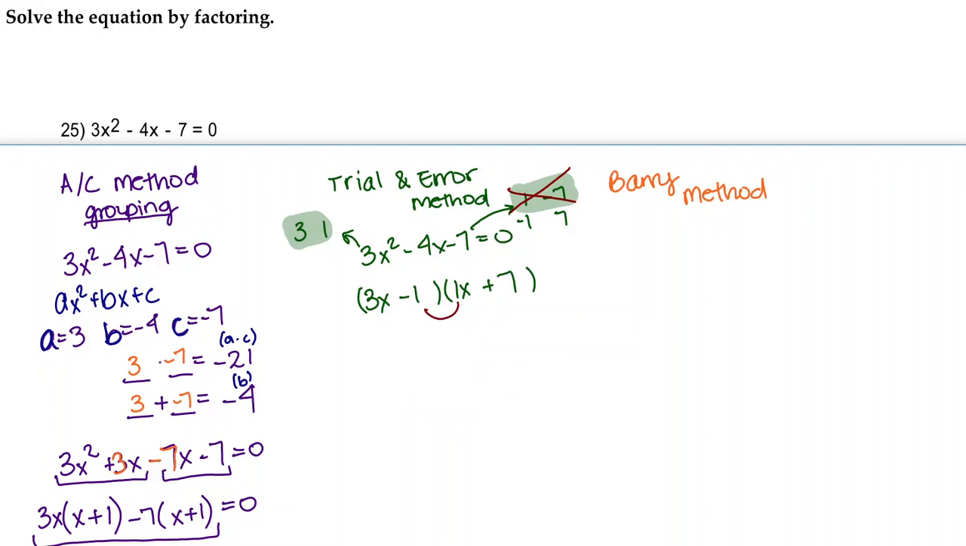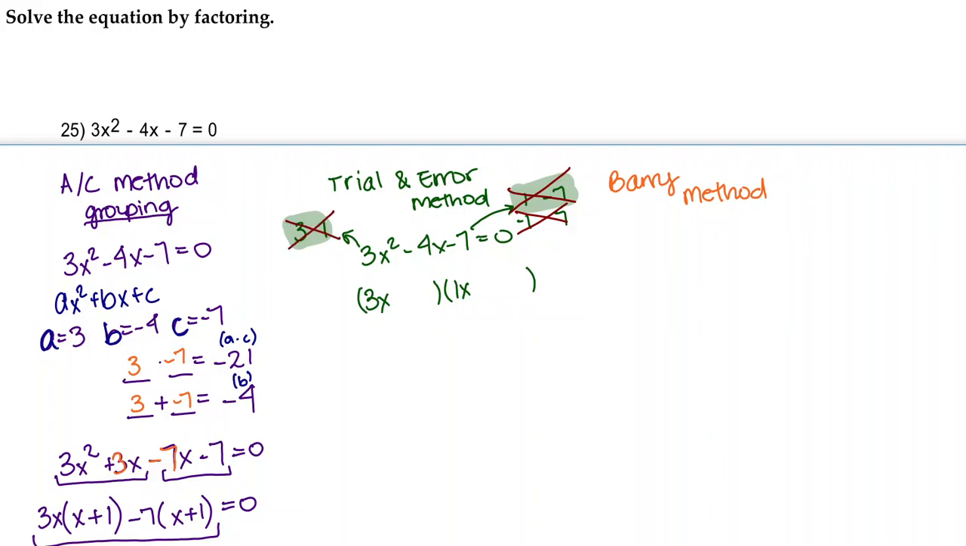So multiplying these two terms gives us -1x, and multiplying these two terms gives us 21x. Looks like that doesn't work as well because when we add those together, we get 20x, which is not the same thing as what we have here. So let's try switching our first two terms up.